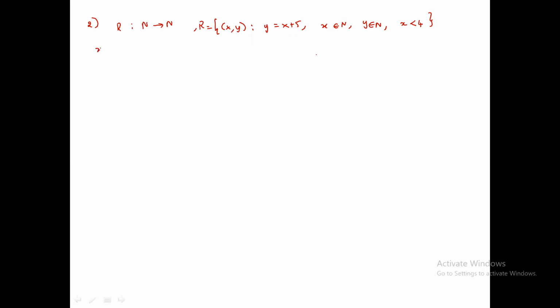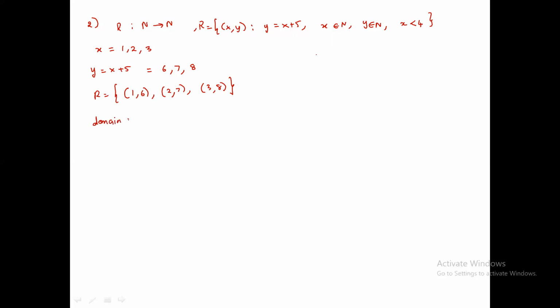So first of all, the values of x you can take are natural numbers less than 4: 1, 2, 3. Then for y, you have to take the relation x plus 5. So when x is 1, y is 6. When x is 2, y is 7. When x is 3, y is 8. That means you will write the relation as (1, 6), (2, 7), (3, 8). And now this is in roster form.